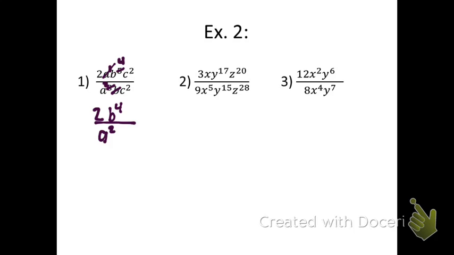And lastly, our c squareds. We have 2 c squareds, they cancel each other out. C squared cancels c squared out, so all that's left is 1. So this is our final answer here.